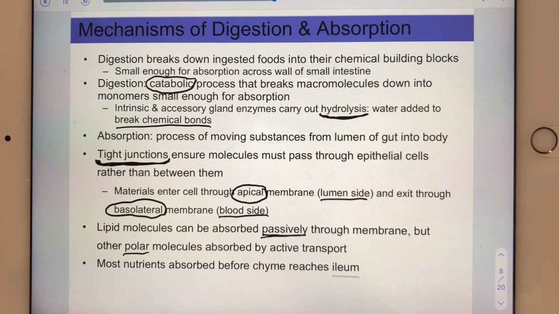Sorry. Weird. Most of our nutrients have already been absorbed by the time chyme or foodstuffs reach the ileum. And remember, the ileum is the last portion of the small intestine.